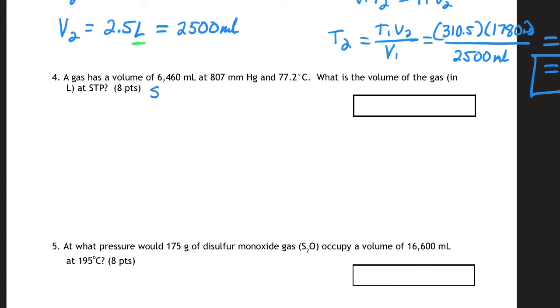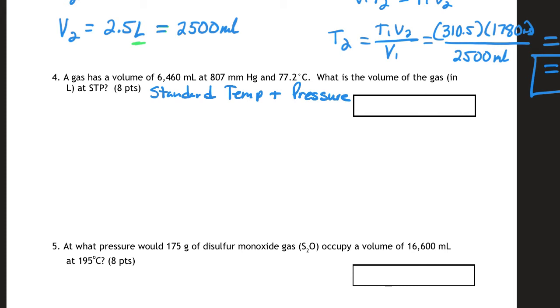Remember that STP stands for standard temperature and pressure. So I'm going to show you how to find the variables for this one. A gas has a volume of 6,460 milliliters, and we've got 807 millimeters of mercury and a temperature of 77.2 degrees Celsius. What is the volume of the gas in liters at STP?